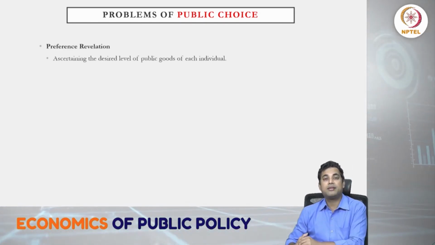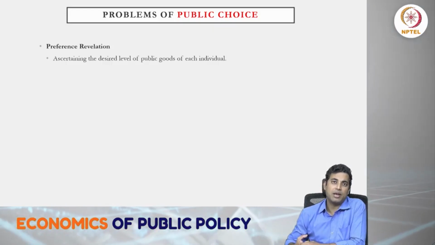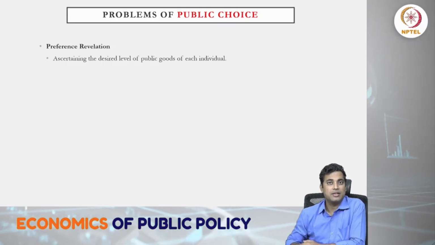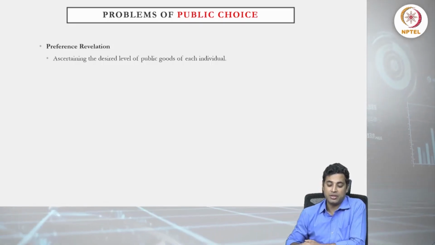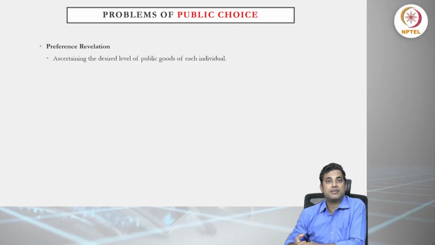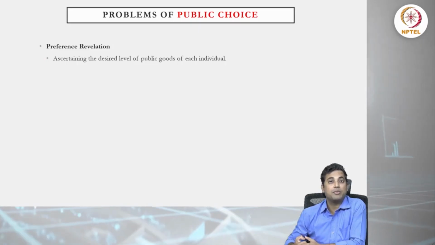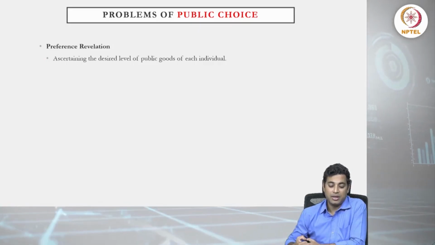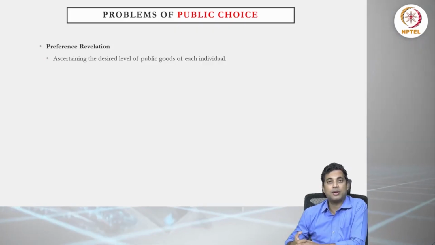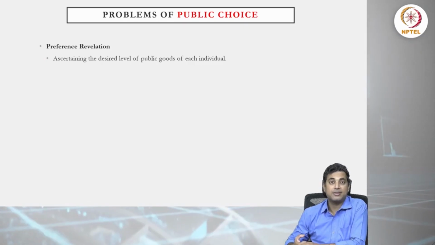To begin with, the first one is preference revelation. As we already mentioned, it is very difficult, because we don't get actual data or information about individuals' preferences on the elections or over the different types of goods or commodities that electoral candidates promise. Therefore this is one of the problems that we face in public choice theory.